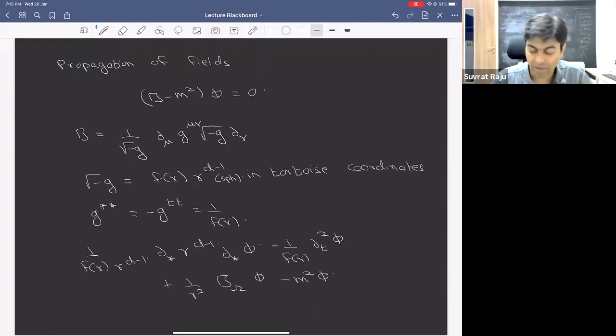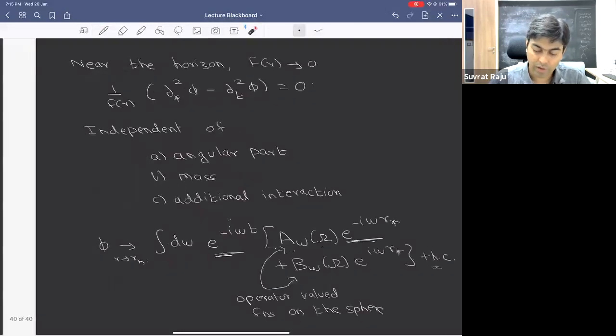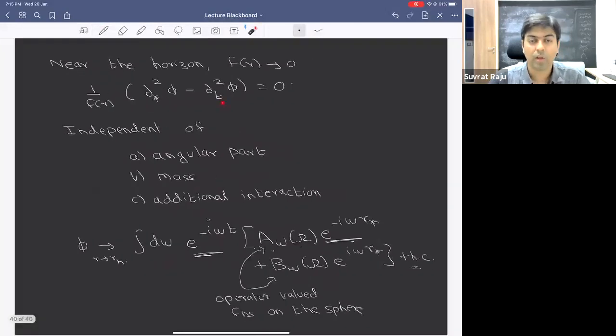So you see that this dr by dr star is going to cancel this one of f of r. And the only term that is singular in f of r, that diverges as f of r goes to 0, is the term where this d star goes and hits this d star and doesn't differentiate this. Okay, so that's why this r to the d minus 1 cancels off this r to the d minus 1 in the denominator, and that's why you get this very simple form for the wave equation, which is just d star square minus dt squared phi is equal to 0.